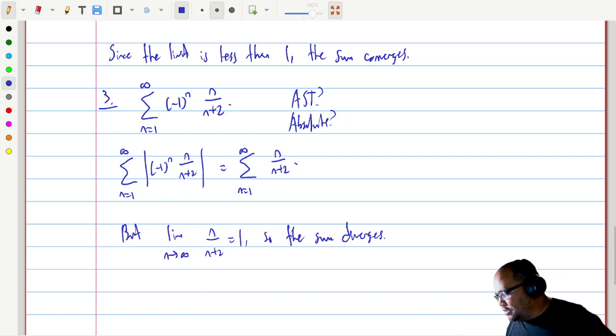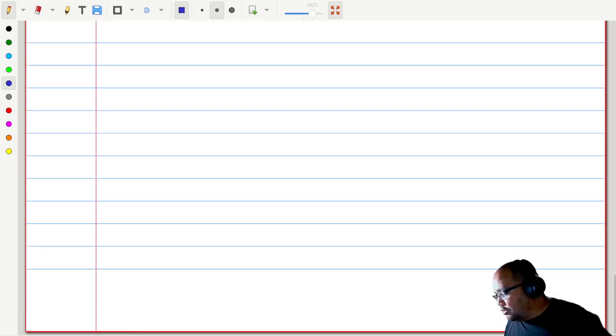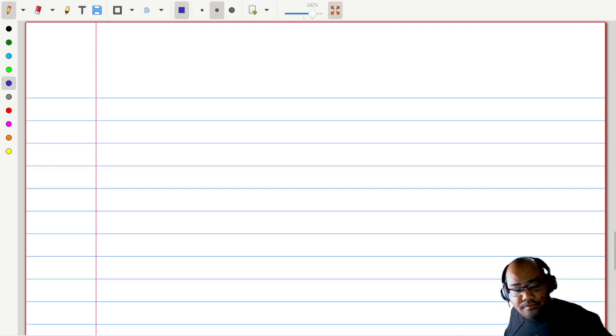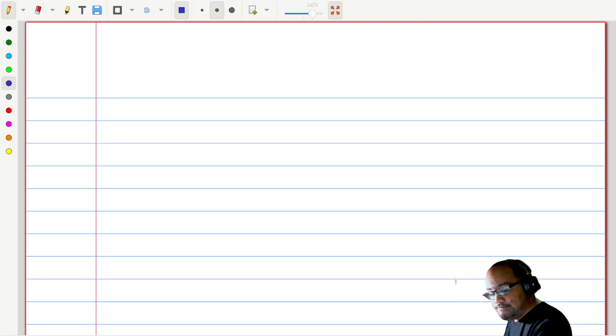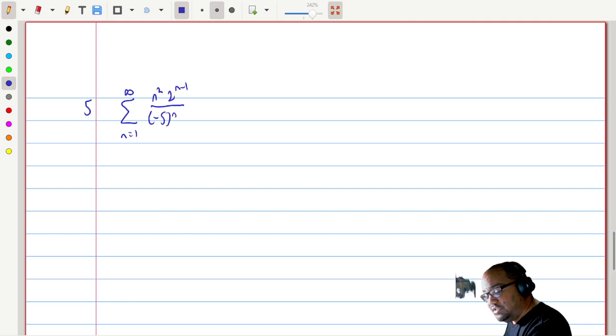Let's go on to a different one here. I'm not going to go in chronological order, but I really like the look of 5 here. Let's take a look at that one. n squared times 2 to the n minus 1 over minus 5 to the n.